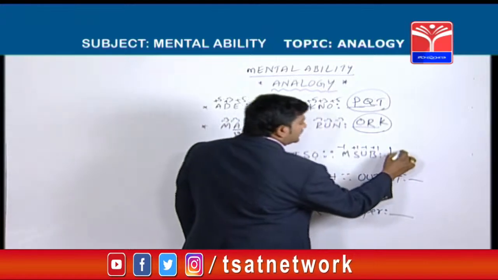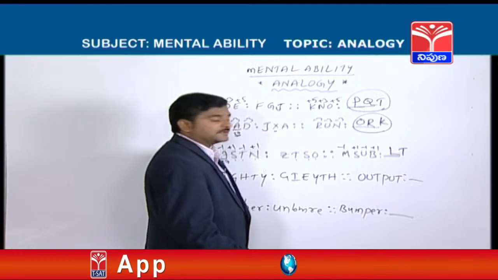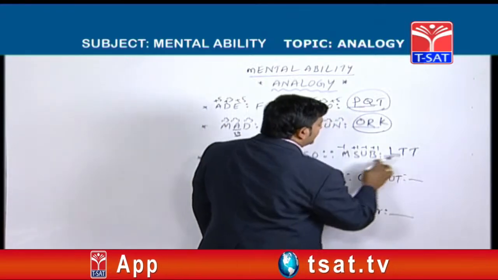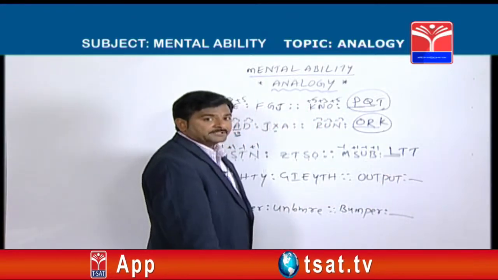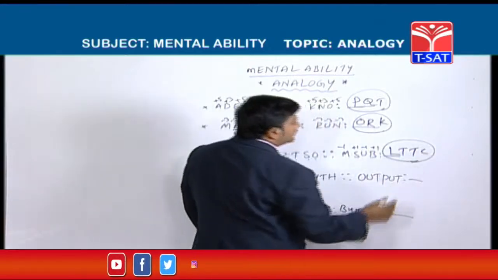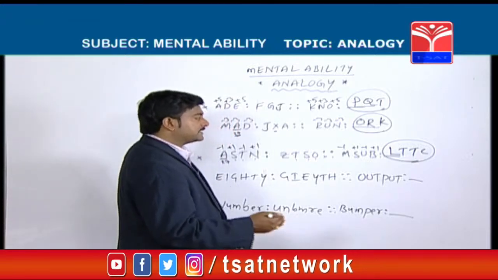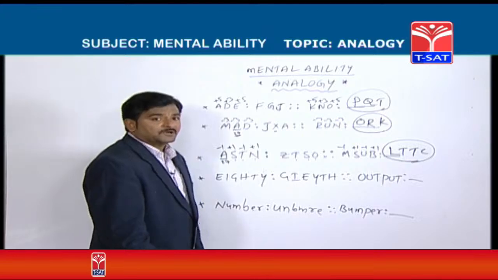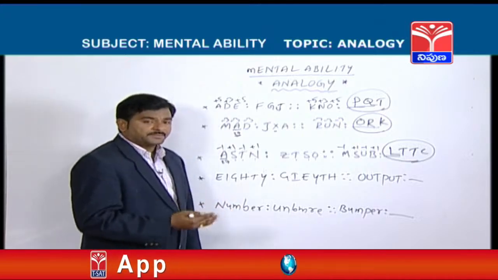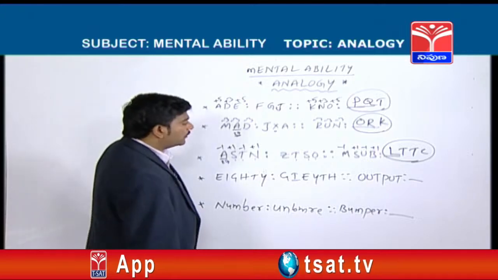S means 19. 19 plus 1 means 20. 20th one is T. U means 21. 21 minus 1, 20. 20 means T. Similarly, B. B means 2. 2 plus 1 means, what you can say? 3. 3 means what? We are getting C. Hence, the answer is L, T, T, C. It is very clear. The concept involved in this question is minus 1 plus 1, minus 1 plus 1 and so on. Okay. I hope you understood that.